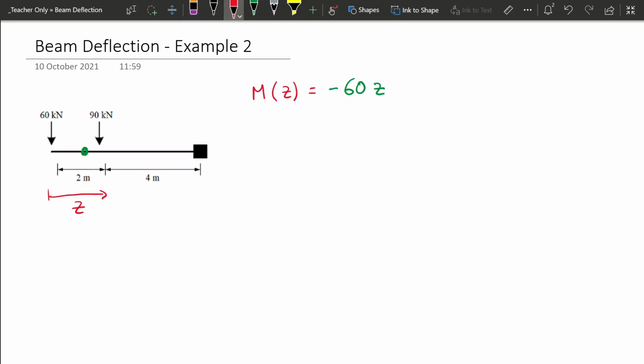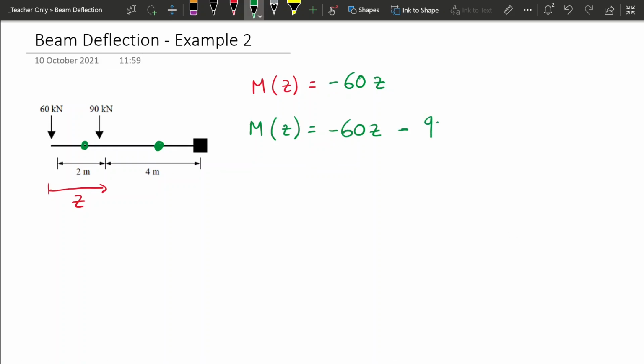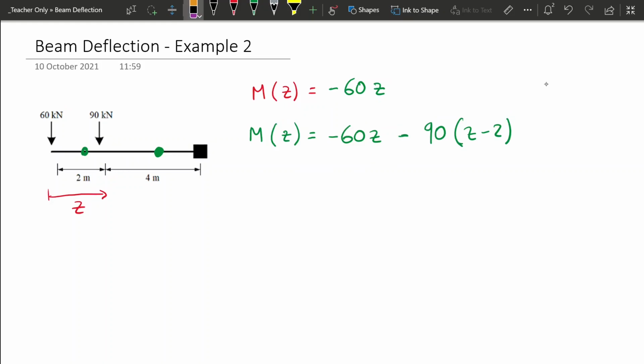But now, if we think that our point is, let's say, here, then our moment equation should be something different. It should be something like minus 60 times z, again with a minus because it's causing tension on the top. But then we need to add minus 90 times z minus 2. The z minus 2 is the distance from the tip all the way to this point is z, and then we remove 2 to get the distance between the load and the green point.